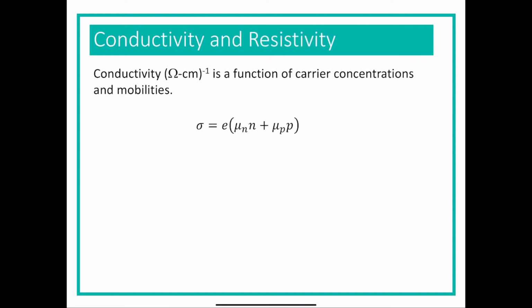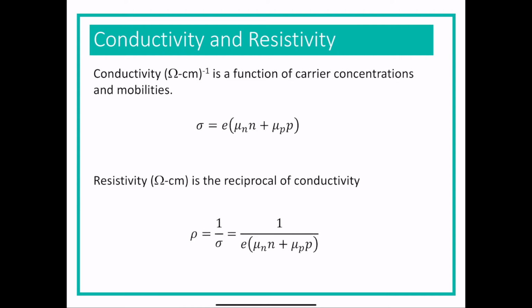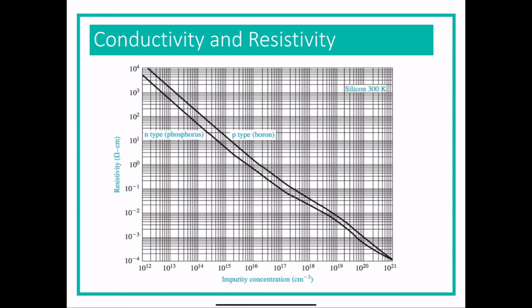If we take the charge of an electron and we add up the mobility and number of electrons and the mobility and number of holes, we can get the conductivity, and the resistivity is just the reciprocal of that. So the resistivity is how much current is impeded. Conductivity is how much current is allowed through, which is why they are reciprocals of each other.